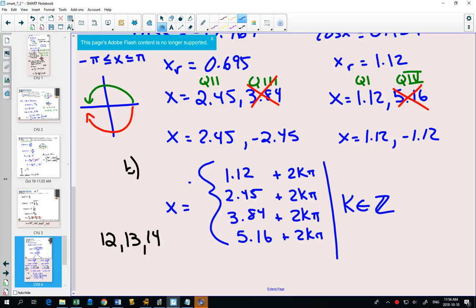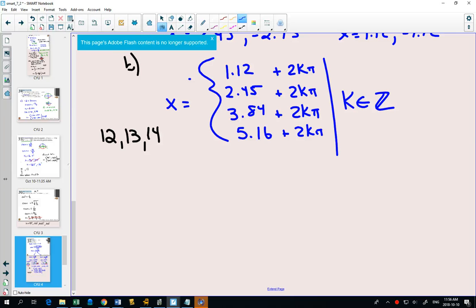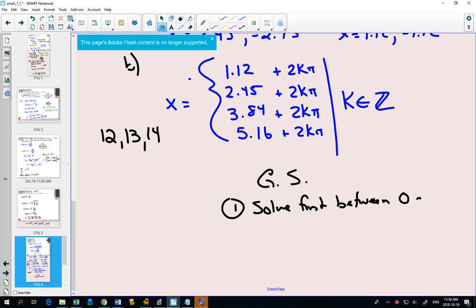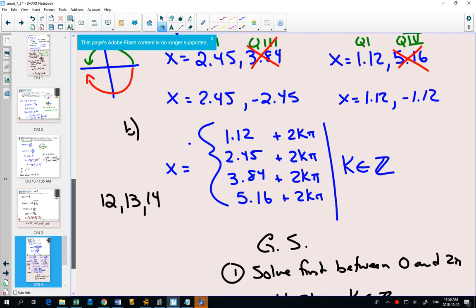Yeah. And the reason, like if we go back to our notes when we first wrote out the general solution, okay? We wrote out the following. This might be a little bit shorter version of what we wrote out. Right? For the general solution, we wrote out solve first between 0 and 2 pi. And that's what I did before I crossed things out. That was my solution between 0 and 2 pi. And then add 2k pi to all of them.